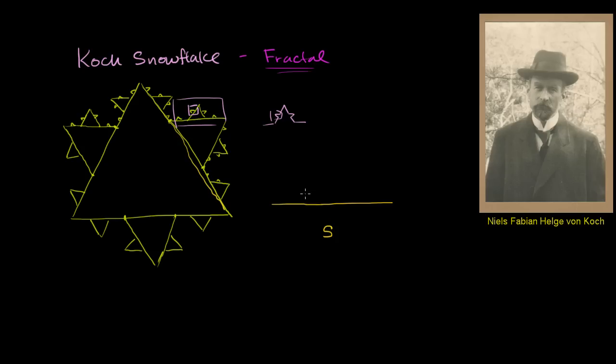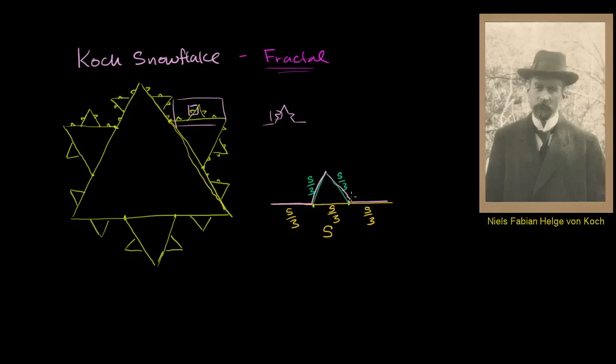And then we divide it into three equal segments. Those are going to be s over 3, s over 3, and s over 3. And in the middle segment, you make an equilateral triangle. So each of these sides is going to be s over 3. Now the length of this new part, I can't call it a line anymore because it has this bump in it, doesn't have just a length of s. It is now s over 3 times 4. Before it was s over 3 times 3. Now you have 1, 2, 3, 4 segments that are s over 3.